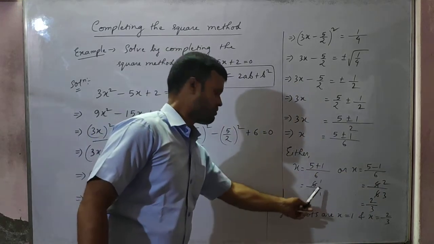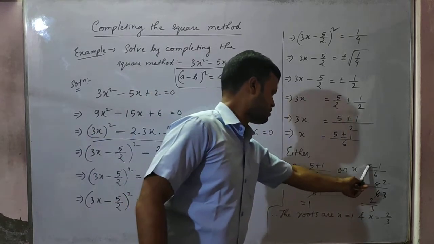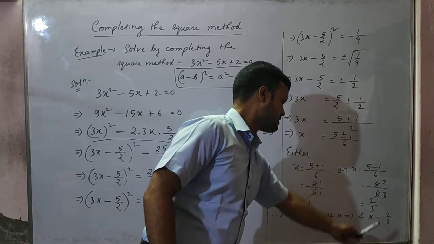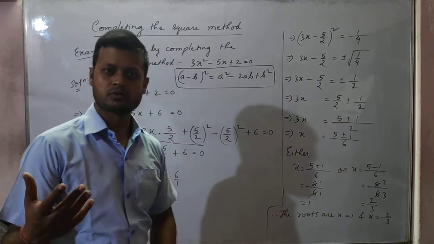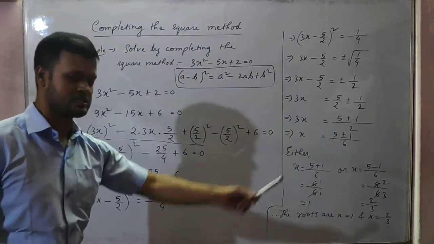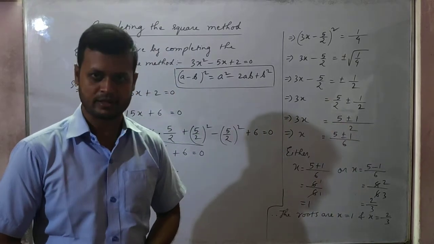So 5 plus 1 will become 6, and 6 by 6 cancels, so x is equal to 1. Or x is equal to 5 minus 1 by 6, that means 4 by 6. Cancelling with 2, we get 2 by 3. So the solution or roots, same thing, are x is equal to 1 and x is equal to 2 by 3. Is it okay? This is the completing the square method.